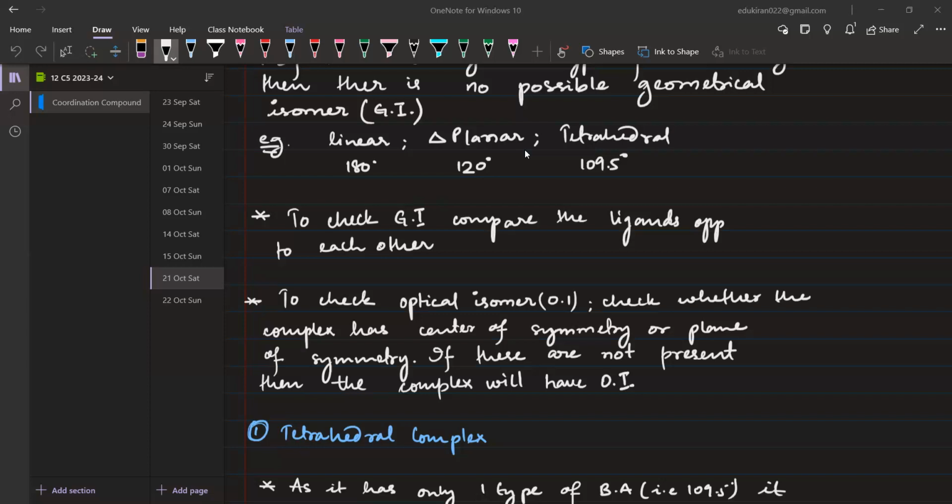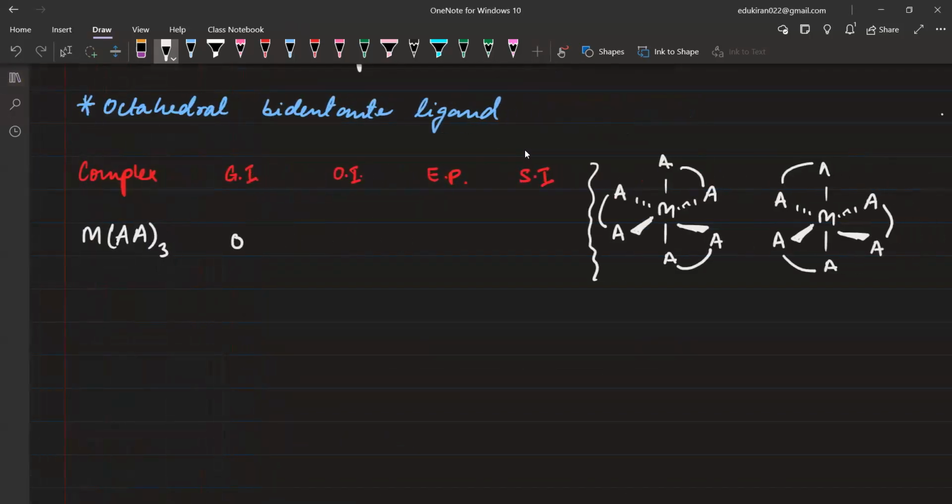To check optical isomerism, सेंटर ऑफ सिमेट्री और प्लेन ऑफ सिमेट्री नहीं होनी चाहिए, है ना. अगर ऑप्टिकल आइसोमर है तो सेंटर ऑफ सिमेट्री या प्लेन ऑफ सिमेट्री नहीं होता. पहले देखते हैं सेंटर ऑफ सिमेट्री है या नहीं है.